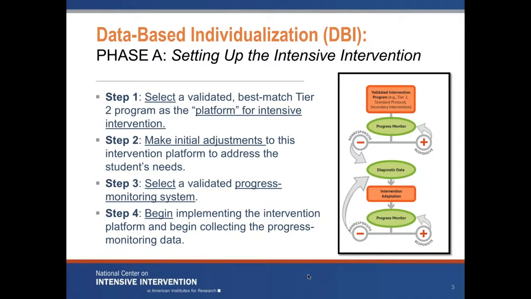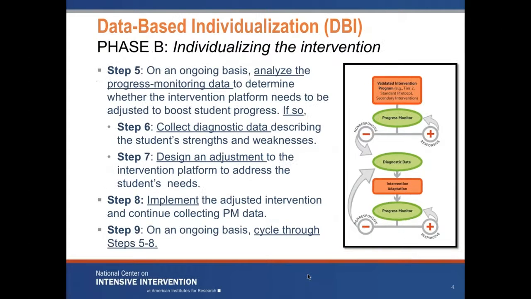And then we're also going to select a validated progress monitoring system. Sometimes a Tier 2 intervention will include a progress monitoring measure, but most of them won't. So we're going to need to identify a progress monitoring tool that's aligned to the student's goals, is sensitive to growth, and has good psychometric qualities. That's what we're going to be doing in the setup phase of the DBI process. Remember, this is a process. It's not a single intensive intervention, so we're not just going to find something. We're identifying something, and from there, we're going to move into the implementation phase.